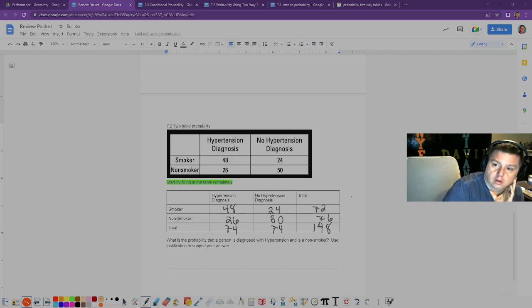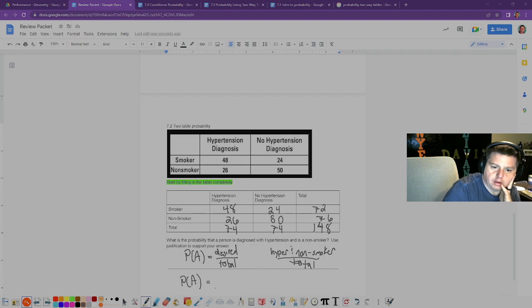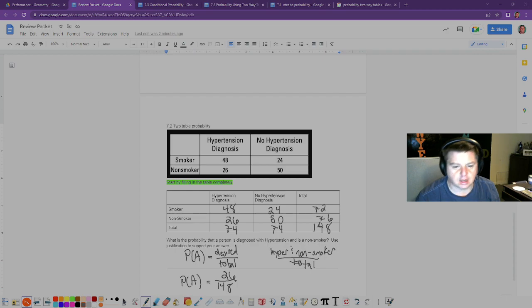Now, using our two-way table, we want the probability of something happening, and that is desired over total, and our desired is that they are hypertensive and a non-smoker over the total. So when we look at this, there's no condition put on it, or just the probability that a person. So our total is going to be 148. And then we're looking for a hypertension diagnosis. And then we are looking for a non-smoker. So when we go with that, the intersection of those two, because it's an and, not an or, we are going to come up with 26 out of 148.